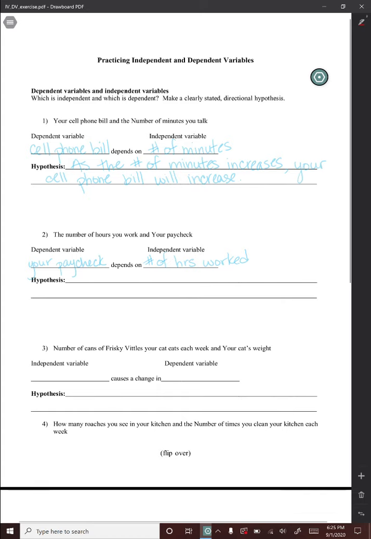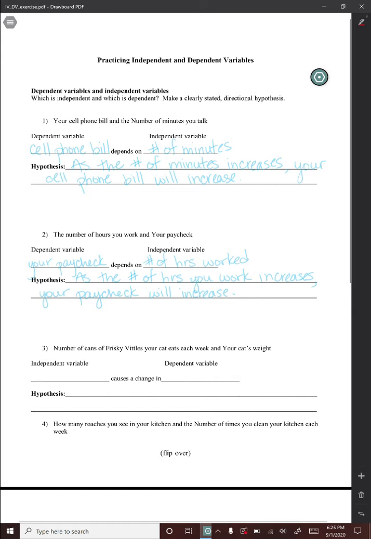So our hypothesis might be something like this. As the number of hours you work increases, your paycheck will increase. Make sure it's a statement, it's declarative, and it tells us what we expect to happen. Okay. The next one, number 3.